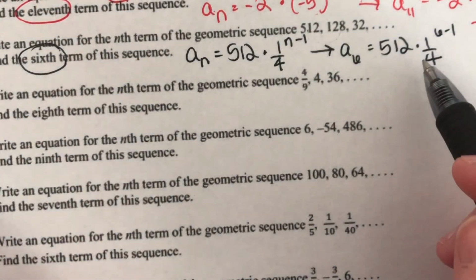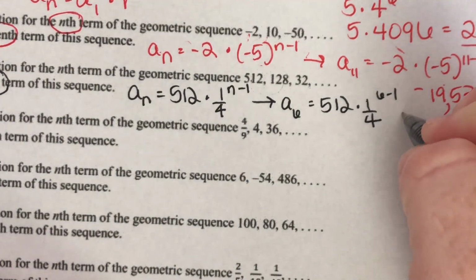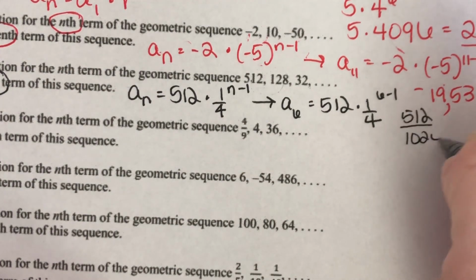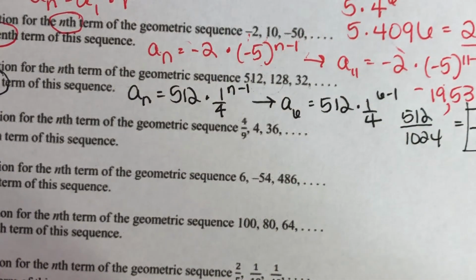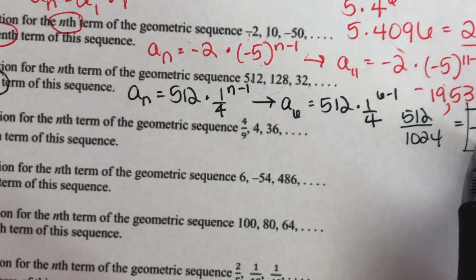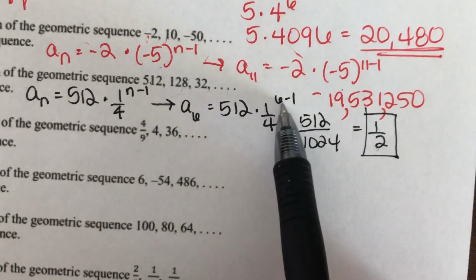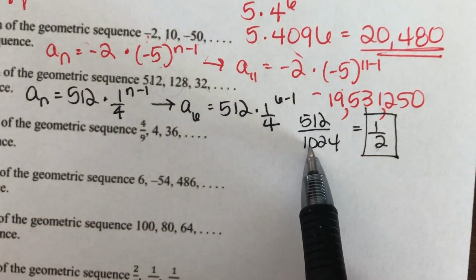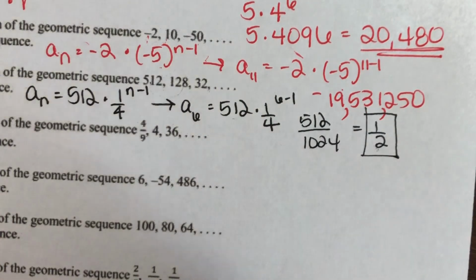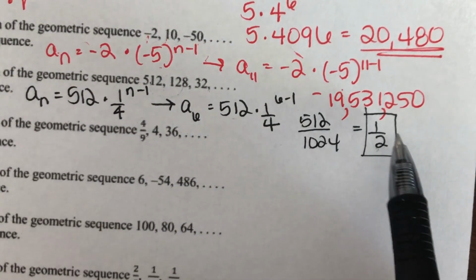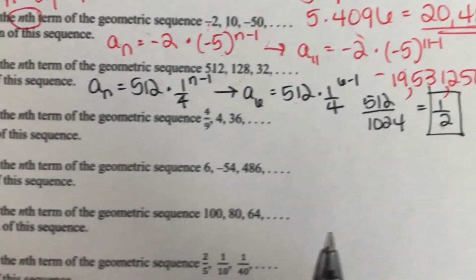1 over 1024, and I'm going to multiply that by 512. So I'm going to get 512 over 1024, which is equal to 1/2. So the 6th term in my sequence is 1/2. Because I had 1/1024 times 512, when I multiply straight across, I get 512/1024. 512 divided by 1024 is 0.5 or 1/2. So the 6th term in my sequence is 1/2.